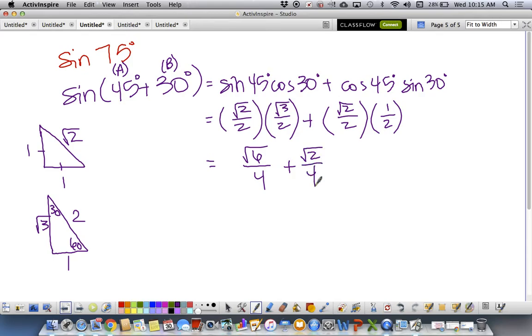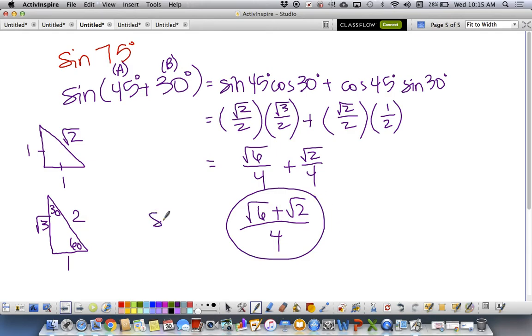If we want to combine those, what can we do? They already have common denominators. There, and I wrote 6 again. Square root of 2 over 4. That's your final answer. That is what sine 75 degrees is.